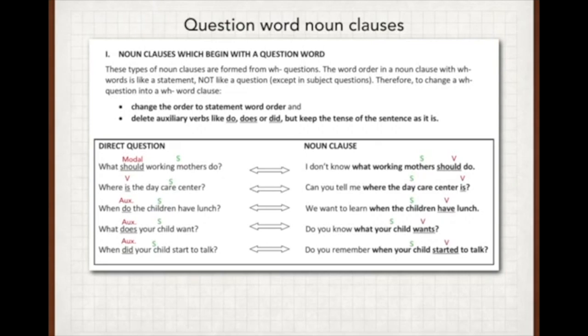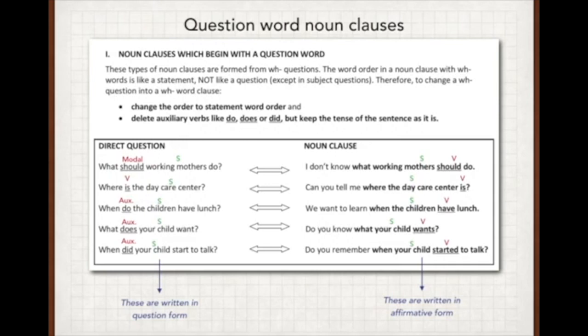So as you can see, what is the difference? The first group are written in question form because they are direct questions. In the second group, we have a main clause: I don't know, can you tell me, we want to learn, do you know, do you remember. And all of these parts have an object, and the object is the noun clause.